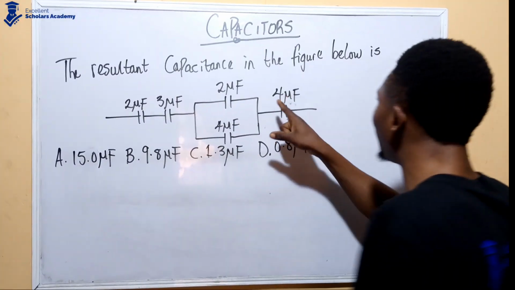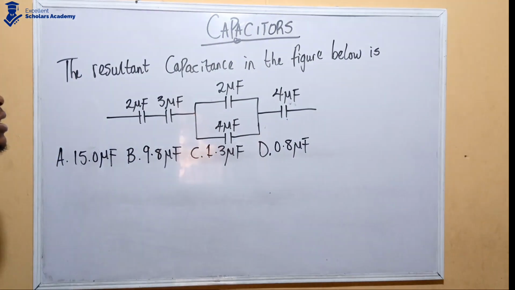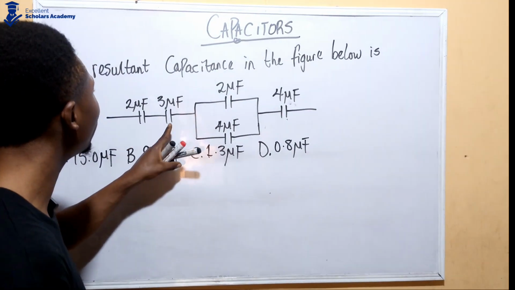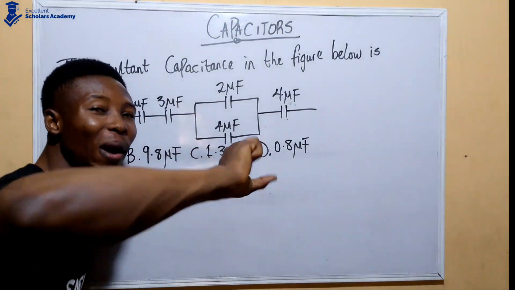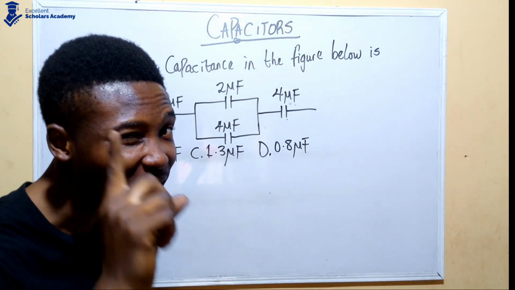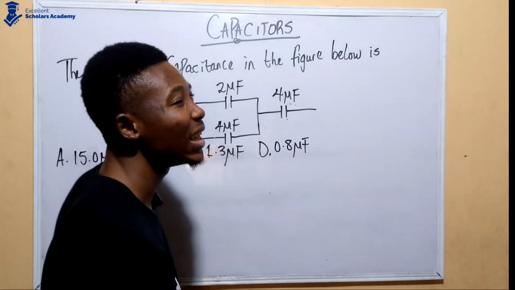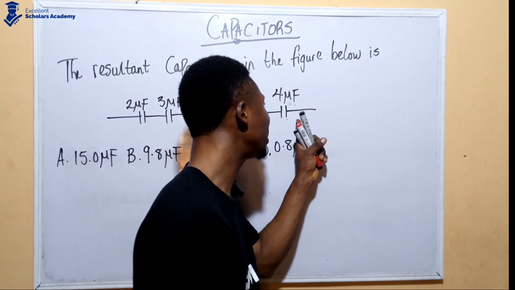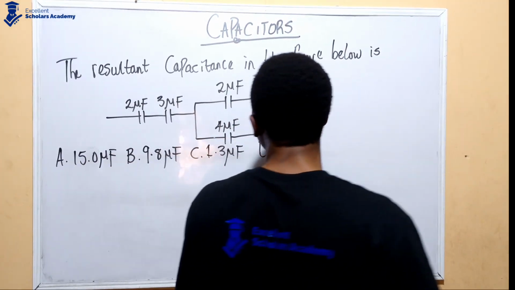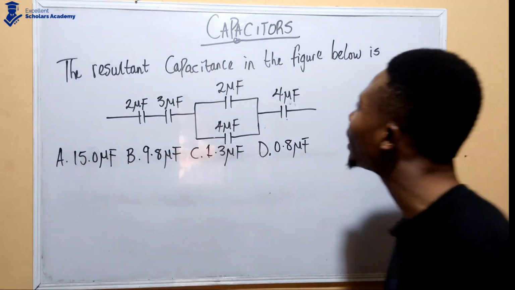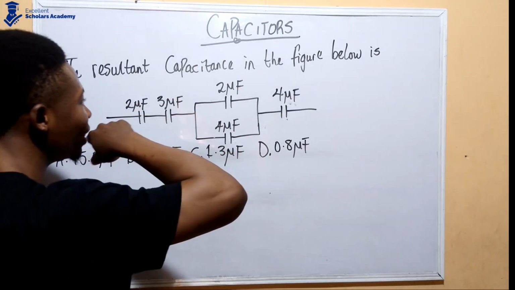The resultant capacitance in the figure below is now, this is 2 microfarad, 3 microfarad. These two are connected in series, end to end. Take note. Now these 2 microfarad and the 4 microfarad, they are connected in parallel, and this is connected at the end of this. Now let's see how we can get the resultant capacitance of these capacitors connected here.